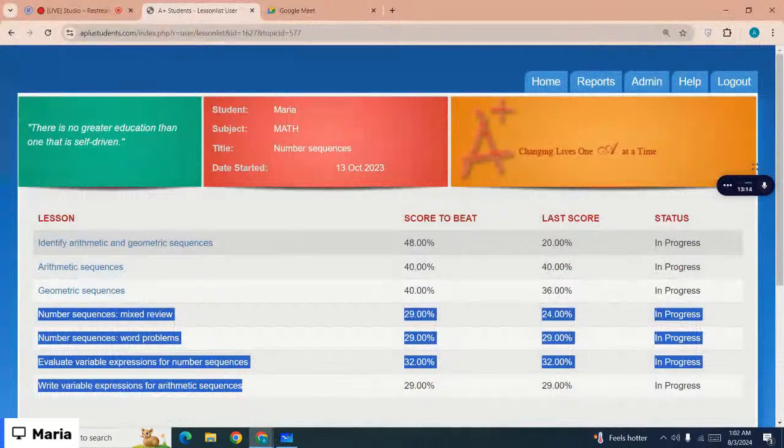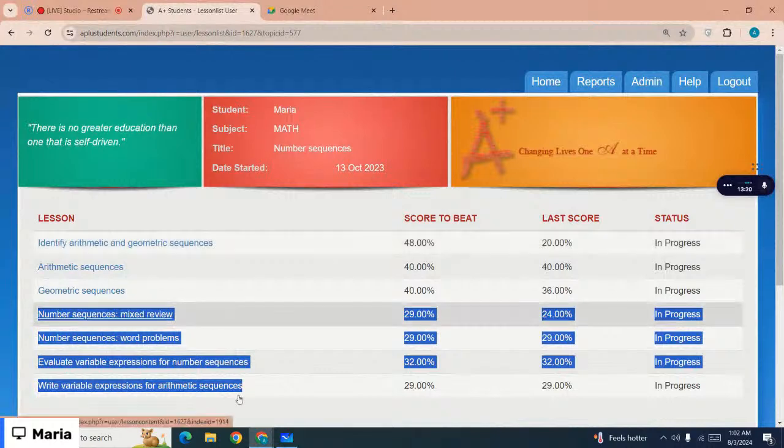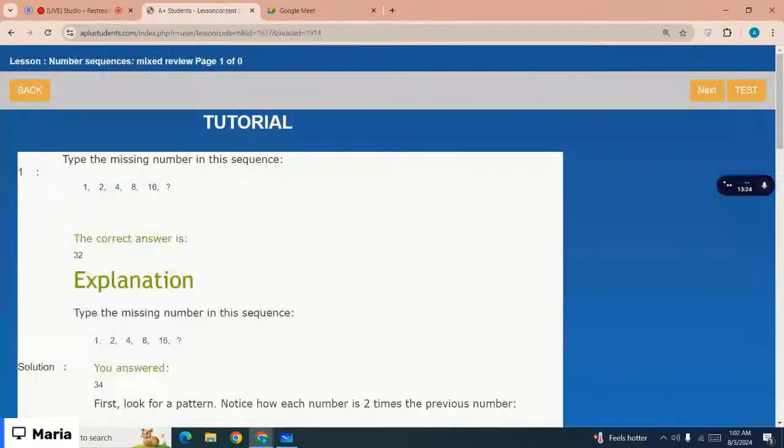So here I'm on grade 7 math. The chapter we are on right now is number sequences. Let's just start with the lesson that is number sequences mixed review. So basically, in the last lesson we covered how to identify arithmetic and geometric sequences. So today we are going to do that. The first lesson is the mixed review. I'm going to review once again what arithmetic and geometric sequences are, right? So let's just start with the example.